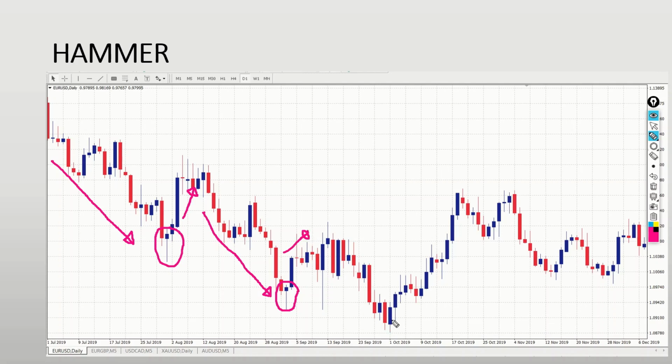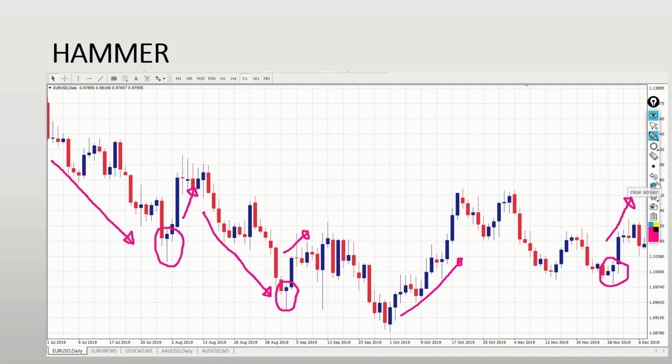Okay, so we are looking for another hammer. Here the price, of course, changed direction, but it was not a hammer, it was something else. So we are trying to look out for a new hammer. We are seeing here a hammer. Hammer is here, and then the price is expected to reverse. So every time we form a hammer, of course, we change direction from a bear market into a bull market.